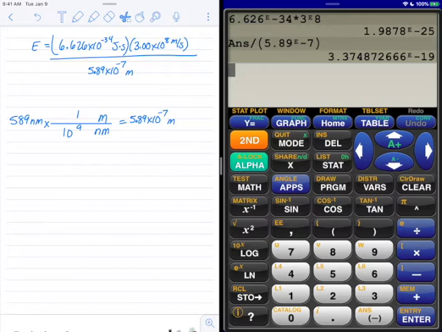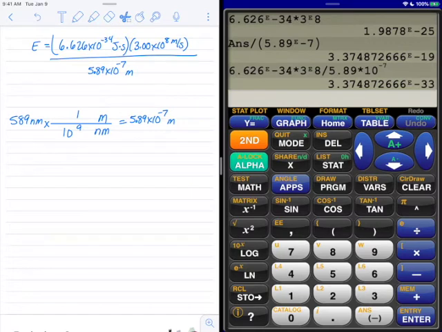Let me see. I have an idea on how that might have happened. Let me give this a try. So 6.626 times 10 to the negative 34 times 3 times 10 to the 8th. And then when you divide it, let's try 5.89 times 10 to the negative 7. There we go. All right, so the problem here is that in the denominator, and I'm thinking about how I'm going to show it to you. Let me copy this over.